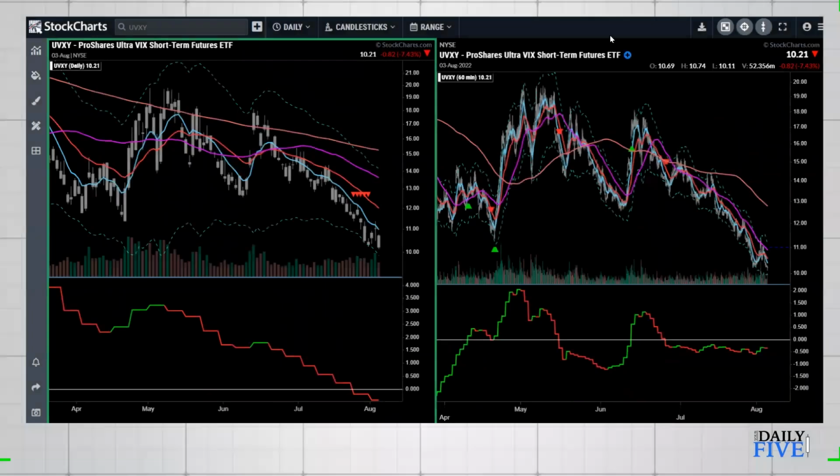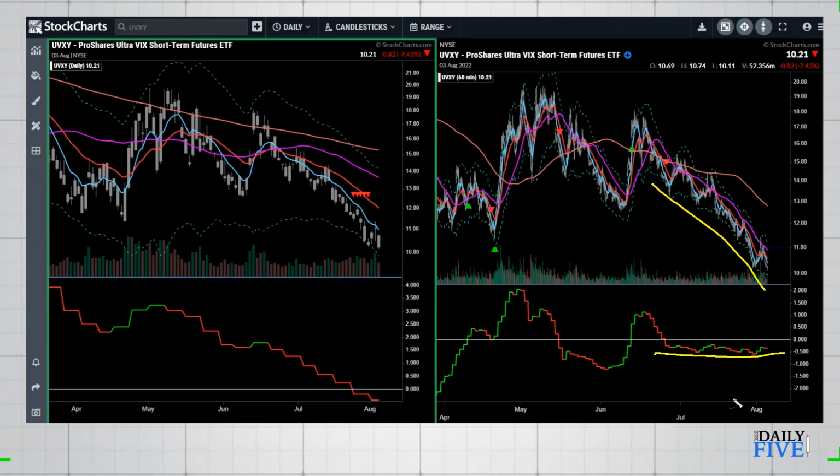So we come over here to UVXY. This is another thing that I look at. You could do the UVXY, the UVIX, just kind of pick your poison on that one. And the thing I want to be calling out here is look at this. See how price has been going down this entire time? Now look at the Moxie indicator.